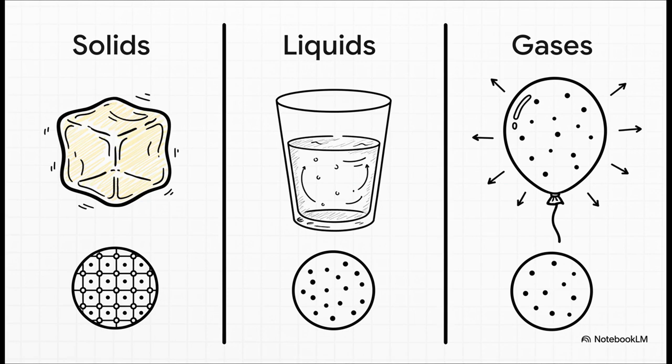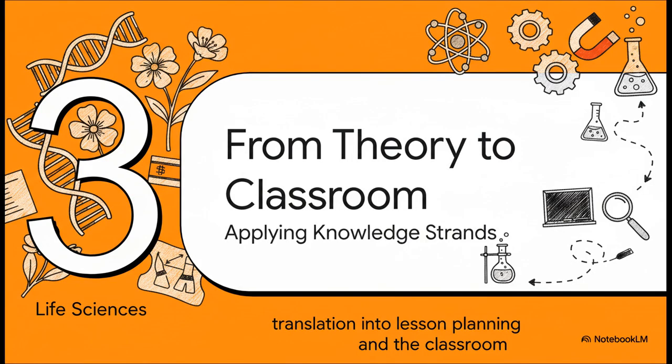First, you've got solids, which hold their own shape. Think of a book or a pencil. Then you have liquids, which flow freely, like the water in your glass. And finally, you have gases, which have no set volume and just fill up whatever container they're in, like the air inside a balloon.